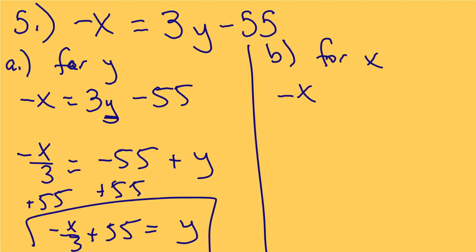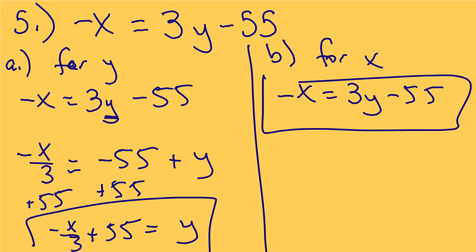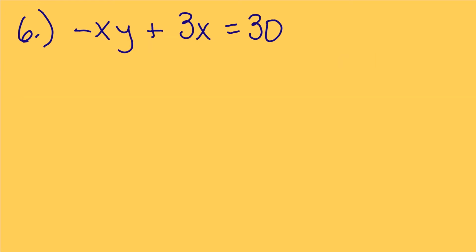And I get negative x thirds plus 55 equals y. Now for x, I have minus x equals 3y minus 55. And I'm already done because x is by itself. Alright, that's it for 5.